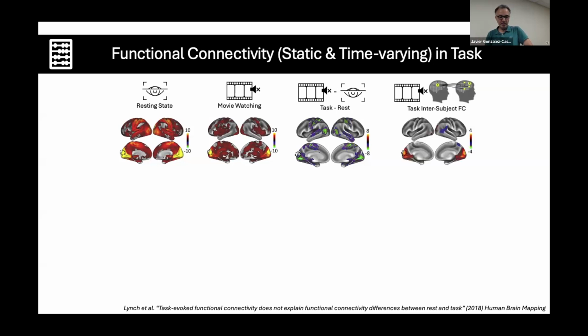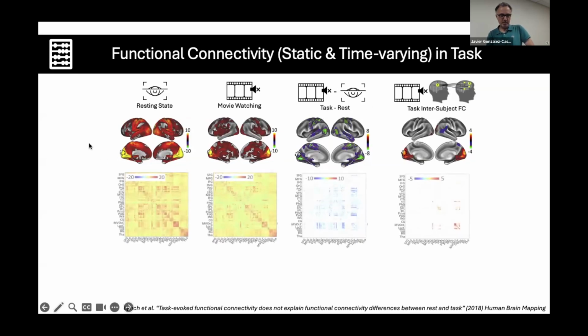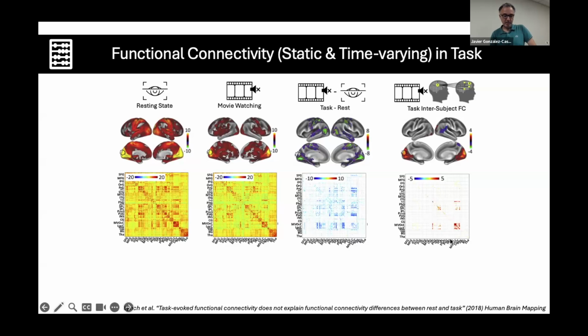And if we do that, we get a different map. Now, this is not true only when we look at a seed in visual cortex. If we do the same analysis across the whole brain, it's a very similar story. Those two are very similar. This seems to be a decrease in connectivity, and here we see a very constrained increase in connectivity in areas that are being driven by the movie, the visual cortex specifically.